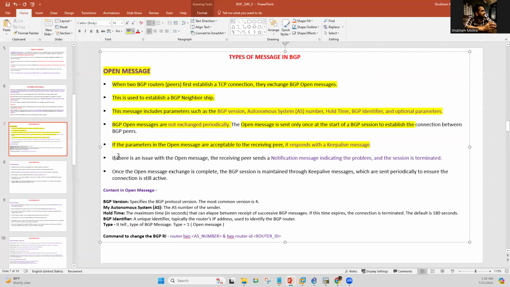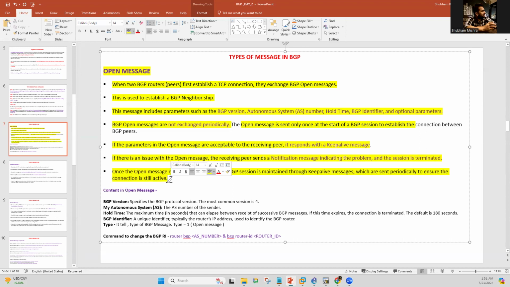Clear, everyone? Now, if there is an issue with the open message, the receiving device sends a notification message, and with the help of the notification message, the receiving device indicates the problem, because in the notification message the router sends the error also, and your session will be terminated. Getting my point? Once the open message exchange is complete, the BGP session is maintained through keepalive messages, which are sent periodically to ensure the connection is still active.